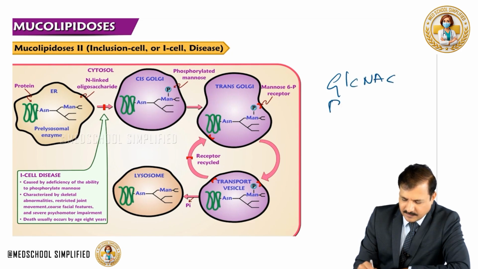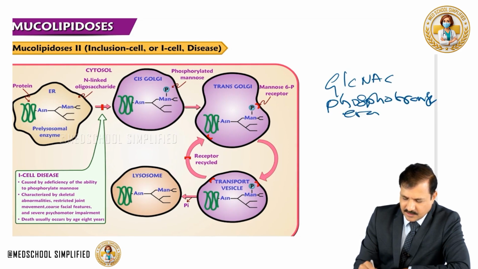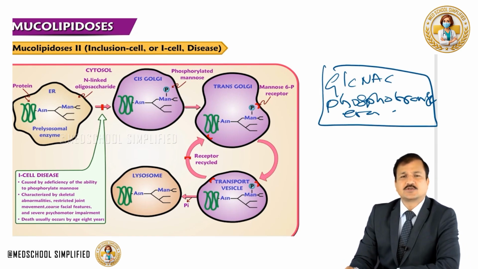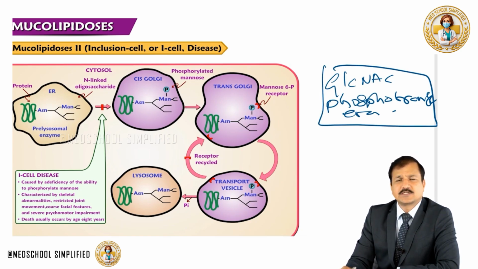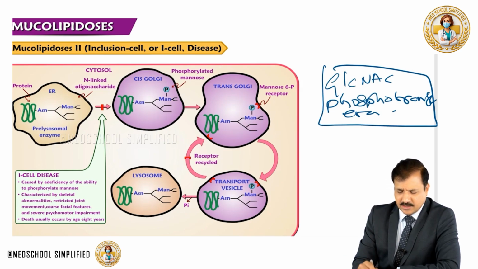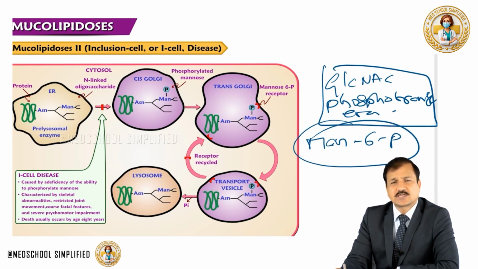GlcNAc phosphotransferase is the enzyme which will transfer phosphate to the mannose residue present over an N-linked glycoprotein, which are basically enzymes destined to go to the lysosome. So the chemical marker for the lysosome is mannose 6-phosphate. This is the addition of phosphate to the 6th carbon of mannose over a protein which is synthesized over the rough endoplasmic reticulum, entering into the lumen of the endoplasmic reticulum and targeted to the lysosome. So the targeting chemical marker is mannose 6-phosphate.